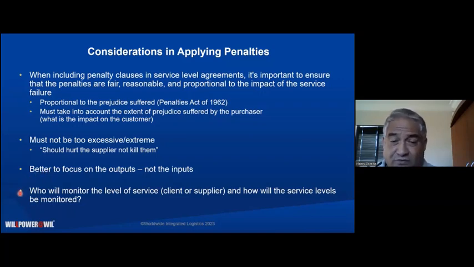And then the other important thing is, don't just put penalties down. You need to figure out who's going to monitor this. How easy is it to manage? Is it the supplier that's going to monitor it? Are we going to monitor it? Because there's a practicality to that. So who will monitor the level of service, and how will it be monitored?